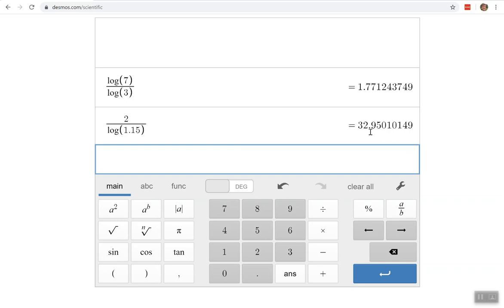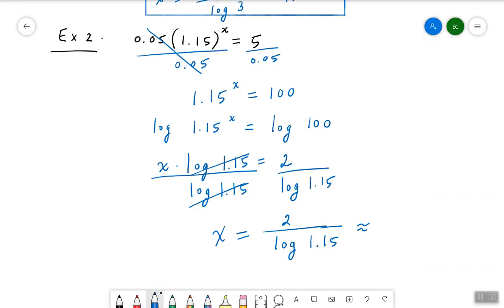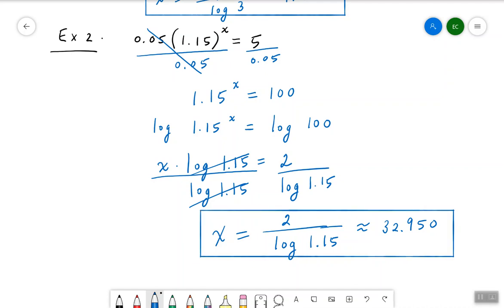If we only wrote 32.95, that would imply that we rounded to 2 decimal places. So 32.950 is our answer. And again, we wrote an exact answer and then a decimal approximation afterward. Okay, that'll get us started. We'll go on and solve a couple more exponential equations in the next video.